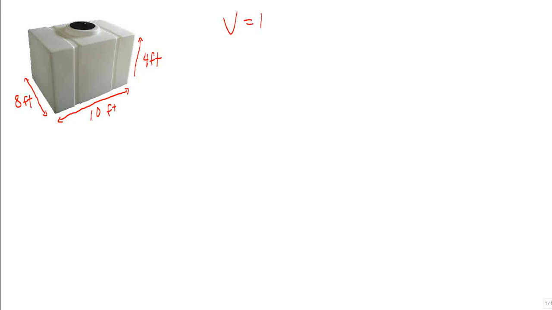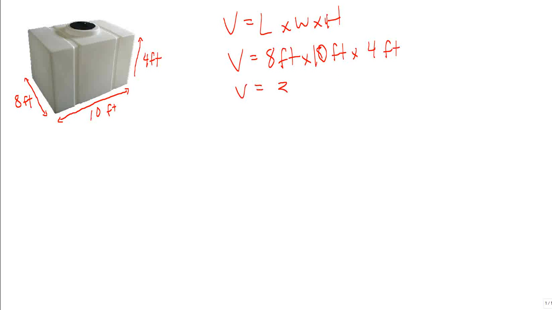So, what we want to do is look at the formula for volume. Volume equals length times width times height. And we just simply want to plug in the numbers. So length, we have it at 8 feet, times the width is 10, and times the height of 4 feet. Multiply that all together, we're going to get 320 cubic feet.